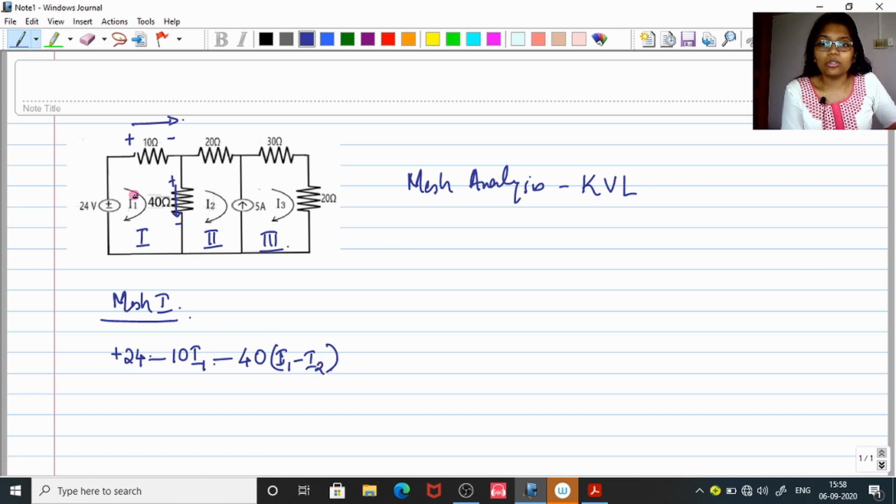So thus we have completed every component in mesh 1, that is 1, 2, 3. 3 terms we have got, and let us equate it to 0. So this is the KVL expression for mesh 1. Simplifying, this is the simplified version. Next let's move on to mesh number 2.